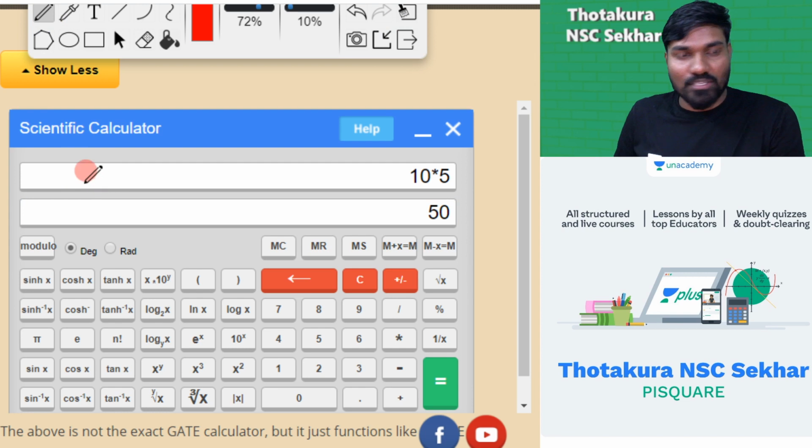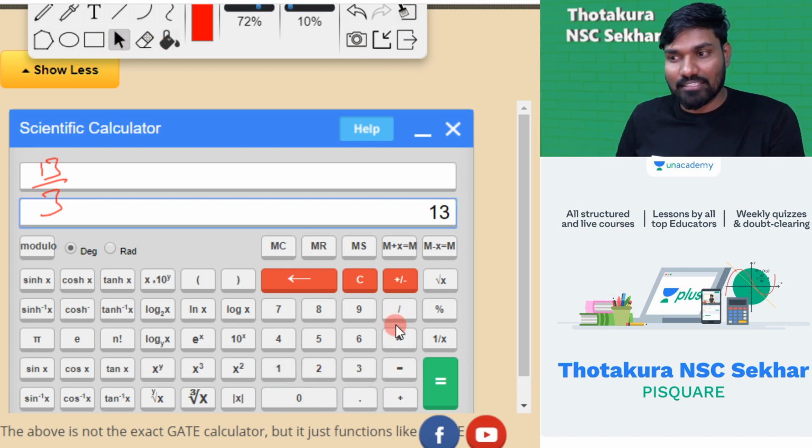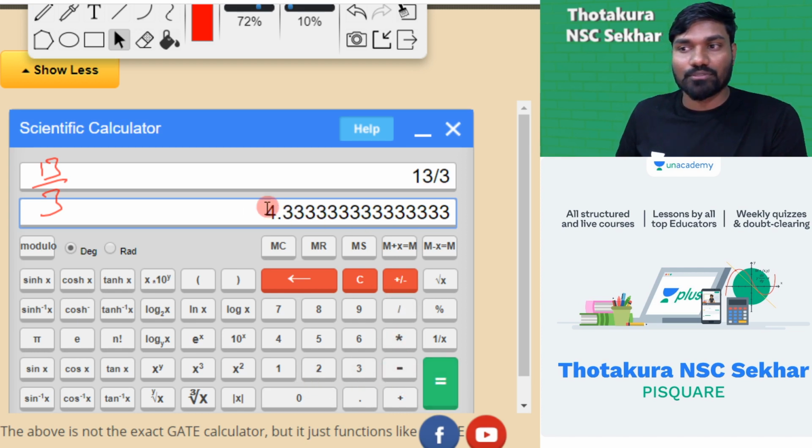Let's quickly go to the second one. The second one is 13 by 3. So for that, 13, divided by, 3, equal to, this answer. Simple. Equal to at least twice. Make sure that you click twice before taking the answer. Done. Now the next one.